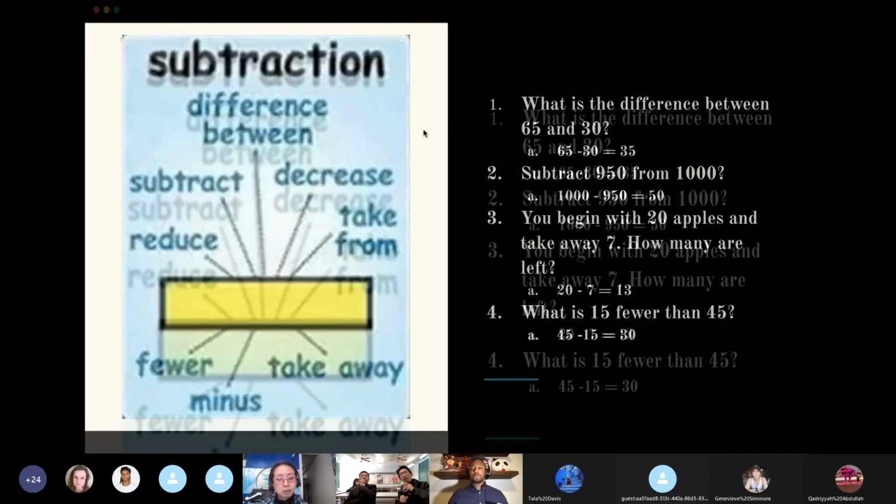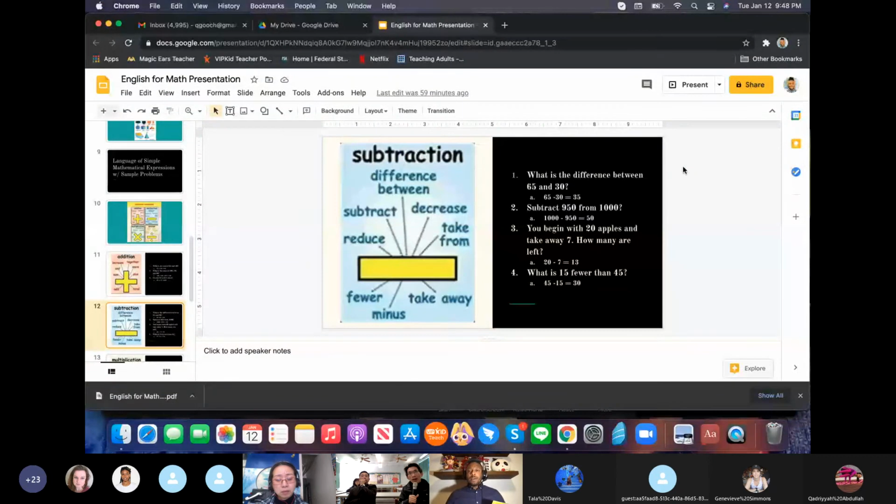All I can say is minus. Like minus, 65 minus 30 equals 35. So we have never seen these sentences: the difference between, subtract, and take away, fewer than. So yeah, these are something new. Yes. And you know, the minus is definitely the one that is used. I mean, that's either minus or subtract.